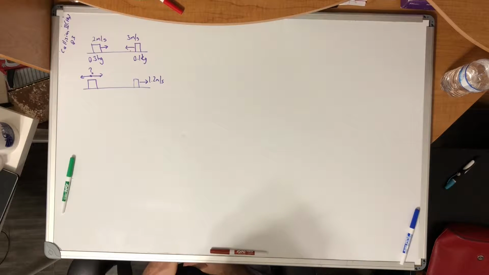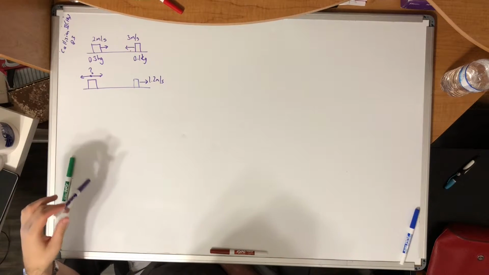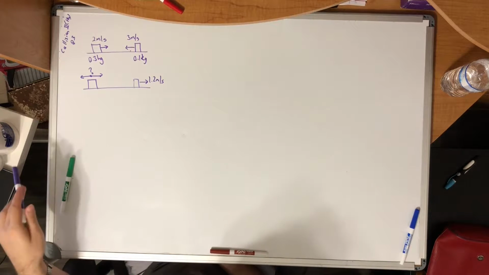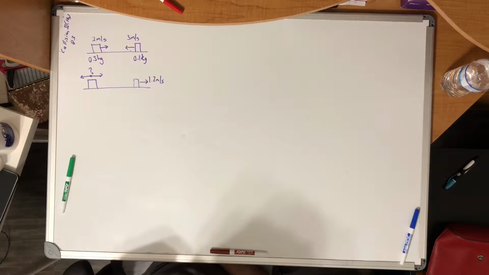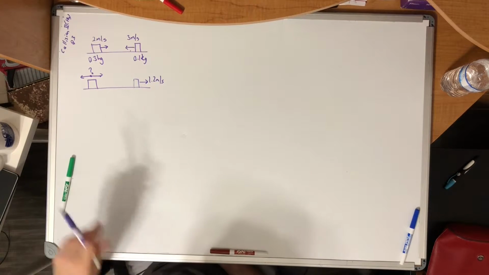Hi guys, this is question number 3 in your Collision 2 homework paper. You're going to have two objects, two carts, one of them 0.3 kilograms, the other 0.1 kilogram. One goes to the right with 2 meters per second, the other goes to the left with 3 meters per second. After they collide, the 0.1 kilogram object goes back with 1.2 meters per second, and for the 0.3 kilogram object we do not know which direction it goes and what its velocity is.